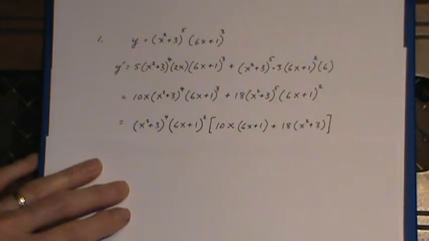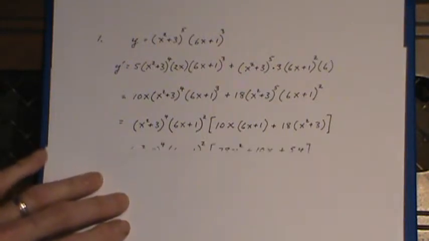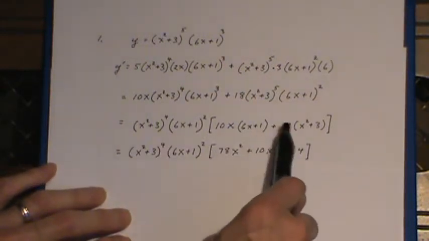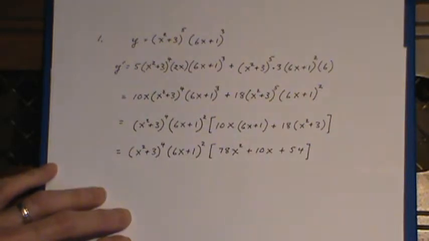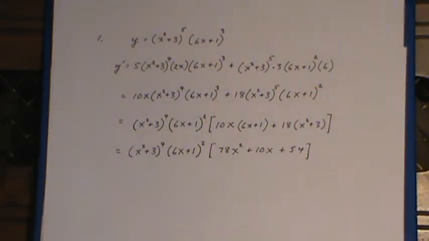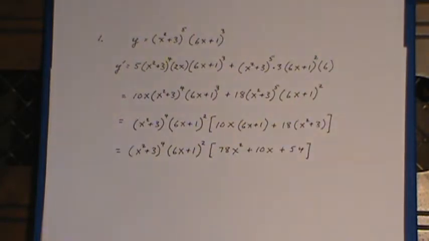So that always cleans up very nicely, and then all we have to do is multiply in here and gather up like terms, and that's it. If the teacher says just take the derivative and do not simplify, you probably just stop at this line right here. But if they want it simplified, it's necessary to take out the common factors.